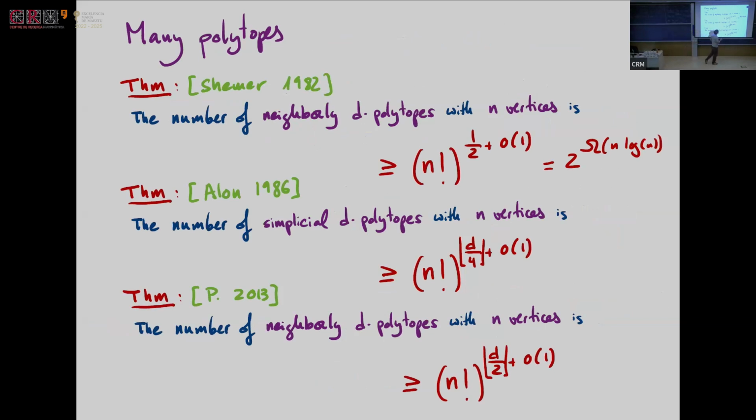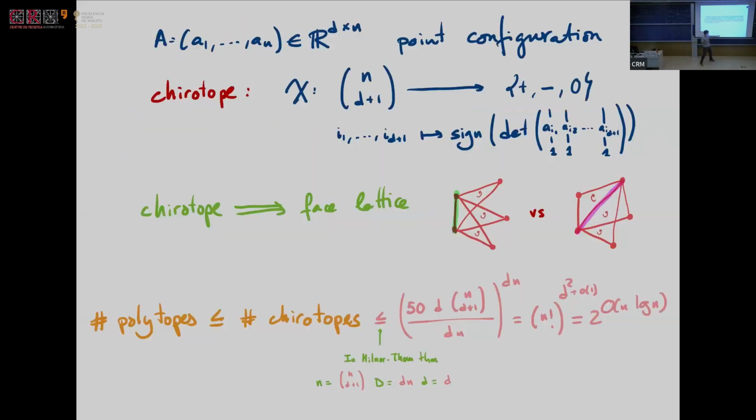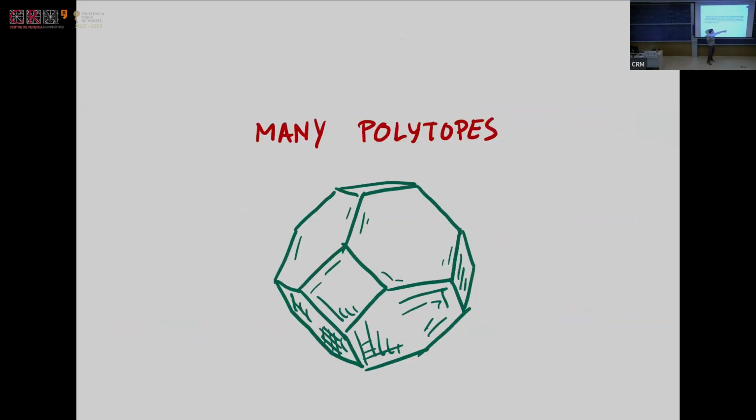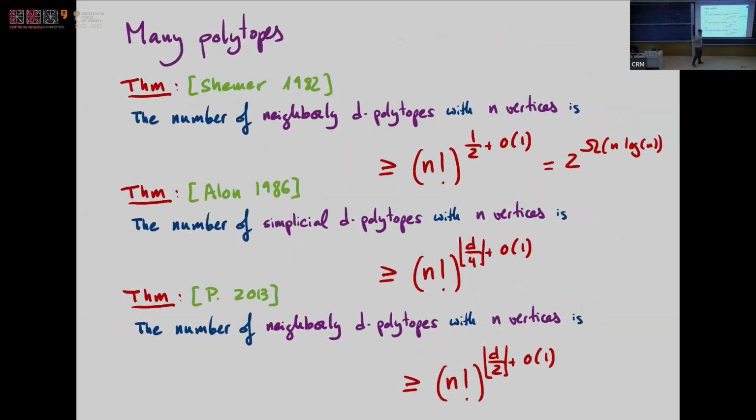So there was a first big bound of order 2 to the n log n. In some sense this solves the problem, because the upper bound was also 2 to the n log n, by Shemer. And something which is amazing is that there's the word neighborly here. You know, the Motzkin conjecture, that there's only one neighborly polytope, which is the cyclic polytope. And it turns out that the largest family of polytopes that we know are all neighborly. So this was wrong by far. There are 2 to the n log n many neighborly polytopes.